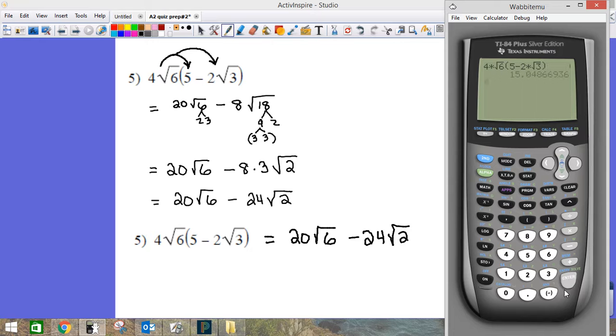Alright, so let's get that decimal approximation. Let's compare that to 20 times the square root of 6 minus 24 times the square root of 2. And it's the same decimal number, so I'm pretty confident that we are correct in problem number 5.